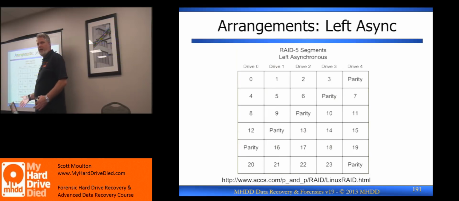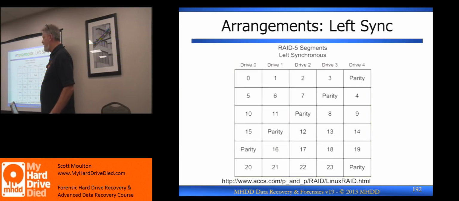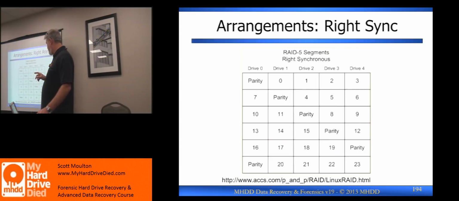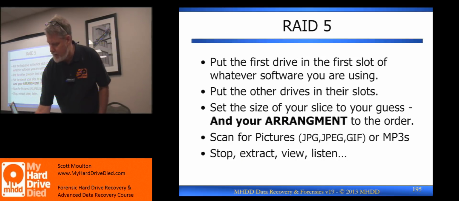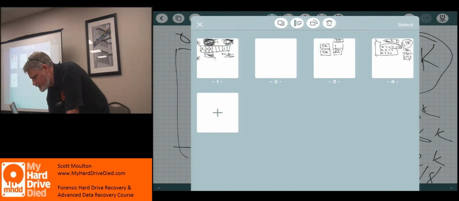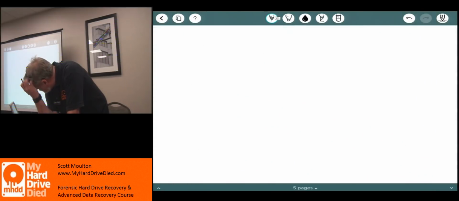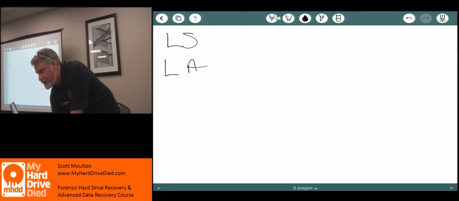You don't need to know anything else. But I'm just telling you, if you're going to just play the game, all you have to do is use left asynchronous and left synchronous. Those two. Okay? So let's go down the list of things that is possible. So those two. Now I'm going to go back here and draw a picture again. Let's start over on RAID 5. You have two choices. Left synchronous and left asynchronous.